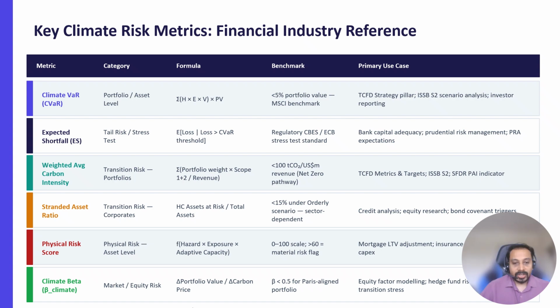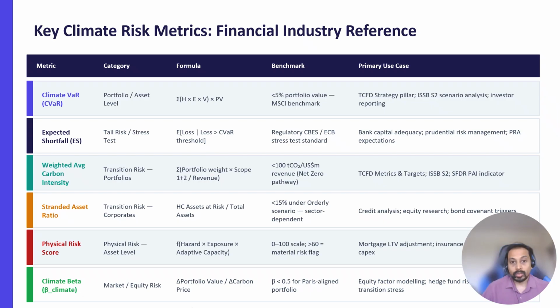Now, as I mentioned earlier in the introduction of this module, climate risk metrics are very important for the financial industry, and these are the key climate risk metrics used by financial institutions. I always advise financial institutions how they can be calculated and how important they are for your loan portfolio or any kind of sector or company. So this table is your working reference for the 6 metrics you will encounter in practice.